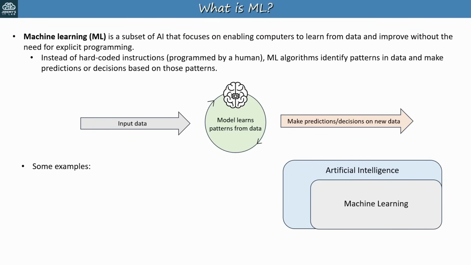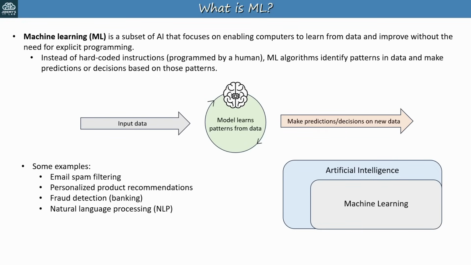Machine learning powers many AI applications you already use, including those listed in the previous slide. For example, email spam filtering uses machine learning to identify unwanted messages. Personalized product recommendations learn from your previous behavior to help you find items you'll probably want to buy. Fraud detection in banking uses previous data to identify and prevent suspicious activity. It's also behind advanced techniques in natural language processing, which enables computers to process and understand human language. And of course, there are plenty more examples.